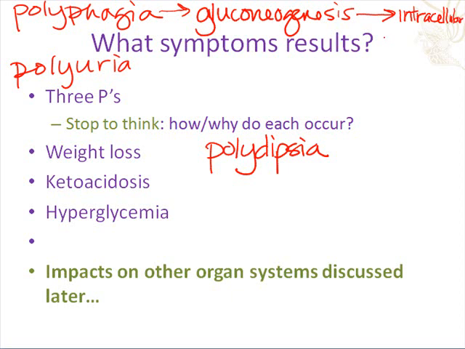Intracellular, inside of cells, stores of molecules such as lipids, for example, as I said before. And the more we break those down, the more that's going to stimulate the hypothalamus to initiate the hunger sensation. So the person feels hungry and wants to eat more and more and more. Okay, so let's look at the second P, polyuria.